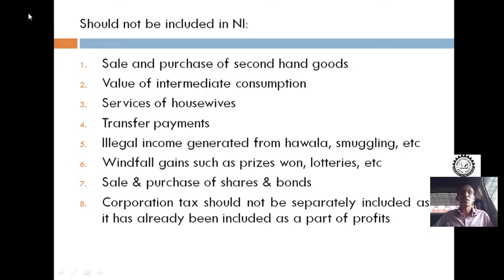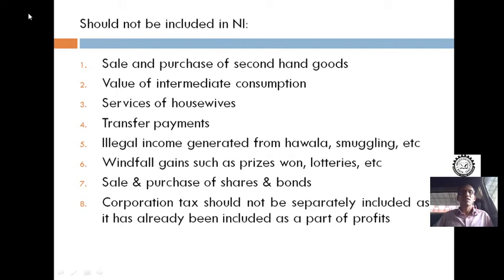Similarly, transfer payments. The transfer payments or unilateral payments which are made without rendering any factor service, like gifts, prizes, unemployment allowance, etc., are also excluded. Then number five, illegal income generated through smuggling, hawala, etc. They are also excluded from the national income calculation.